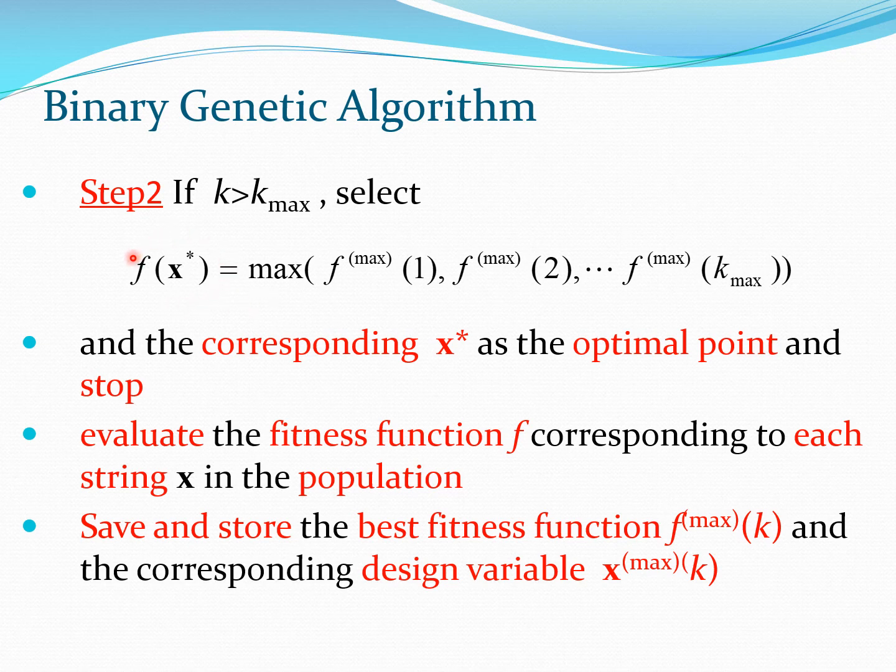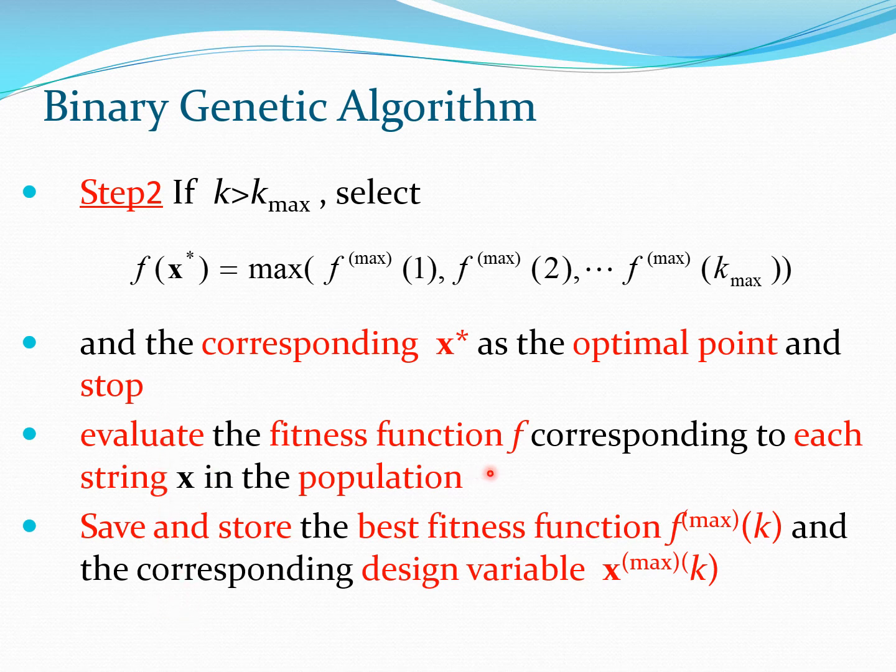Now once you have found the best fitness value across all these possibilities, you find the corresponding x star as the optimal point and then stop. You also calculate the fitness function f corresponding to each string x in the population. So this is if you have not got out of the situation, you have not stopped. If k is less than k max, then you continue with these steps here.